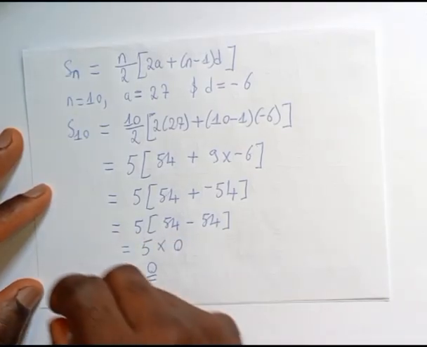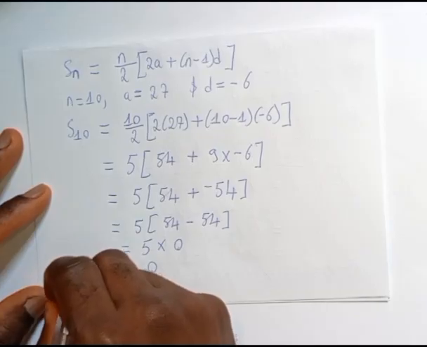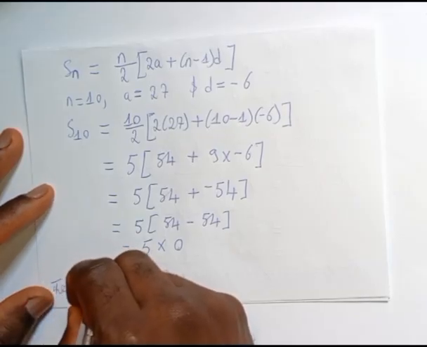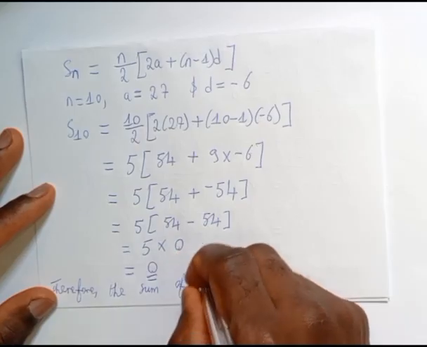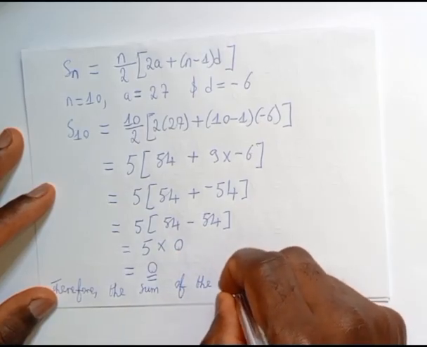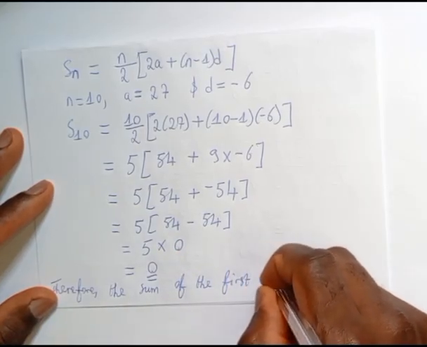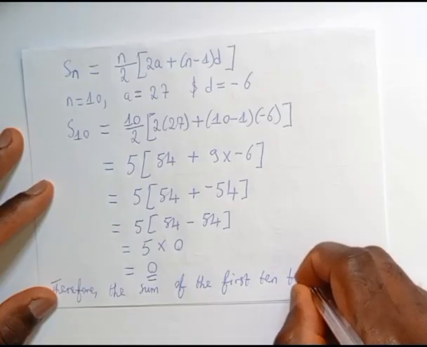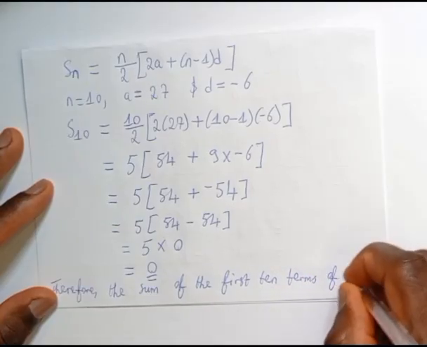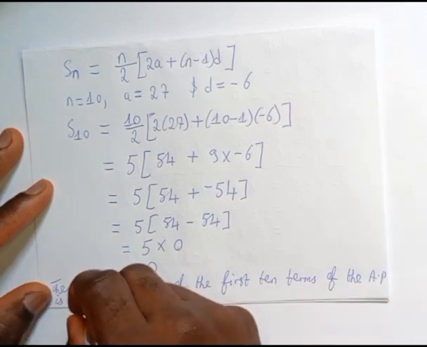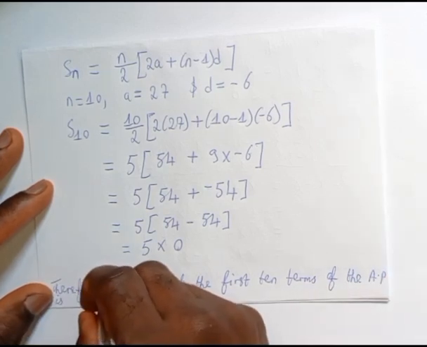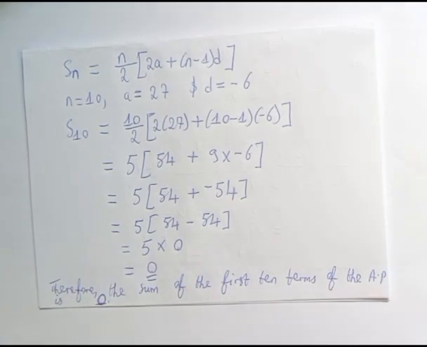Then we conclude, therefore, the sum of the first 10 terms of the AP is 0. We are done with the question.